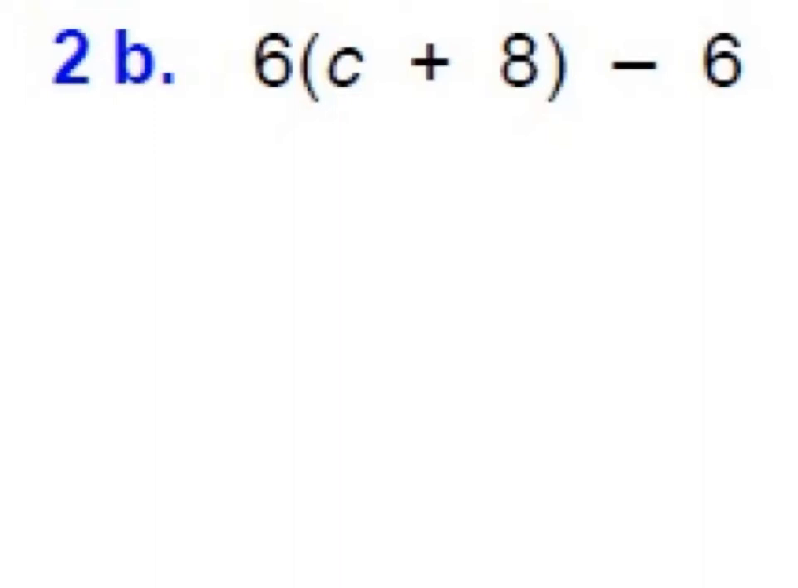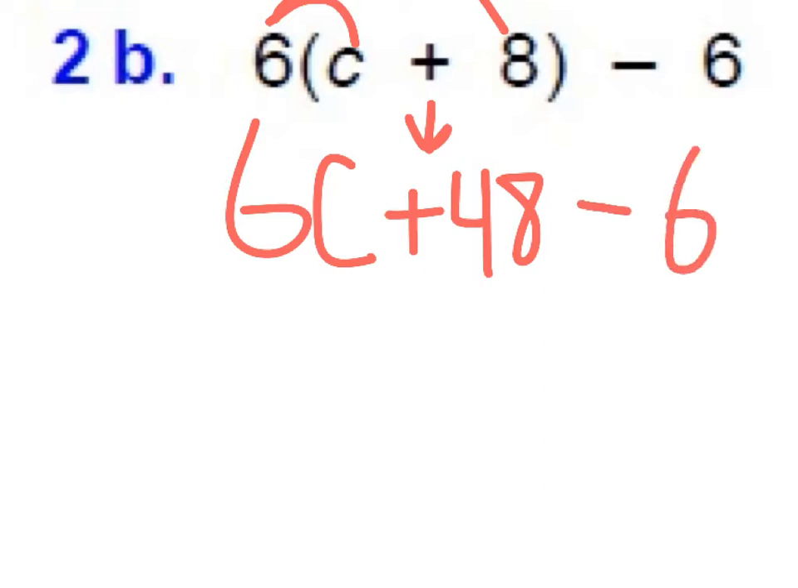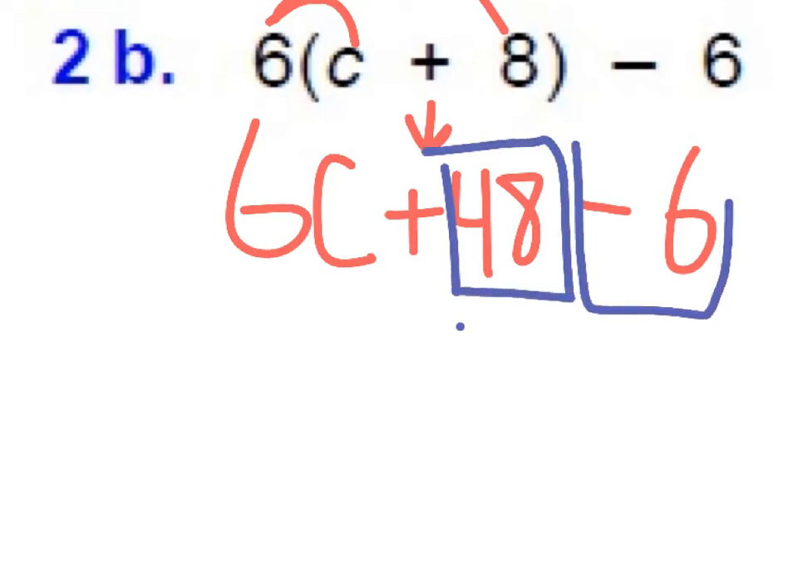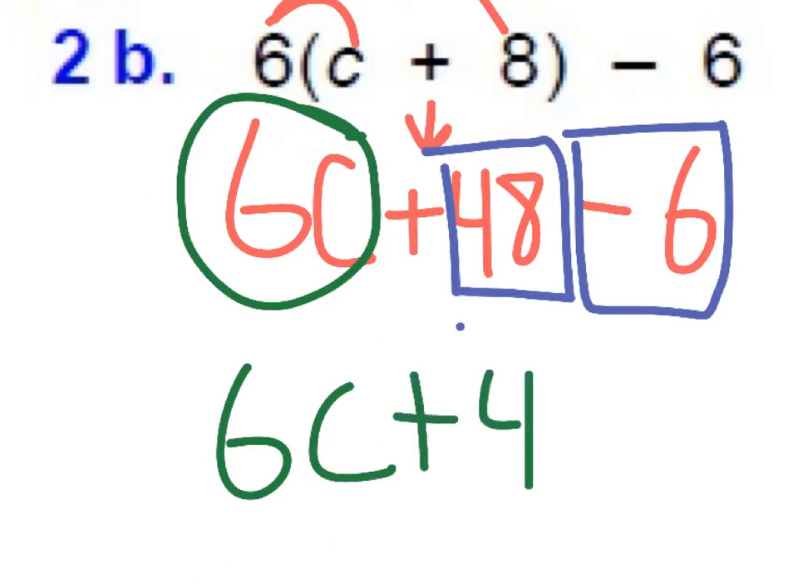Okay, so for this problem, I'm going to use the distributive property, which we should know how to do by now. And so what I'm going to do is I'm going to take that 6, I'm going to multiply it by the c, gives us 6c. Drop down the plus, take the 6, multiply it by the 8, which gives us 48, and then take away the 6. And so now I'm just going to combine like terms. And so that gives us 6c, and then 48 minus 6 is 42.